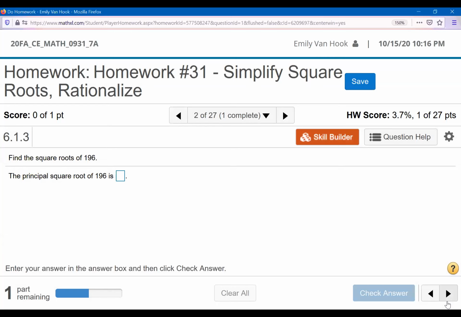Number 2 is similar. I'm going to skip past it. It's a bigger number. You can use your calculator, the square roots of 196. So that's going to be positive 14 and then negative 14. I'm going to skip past that one.